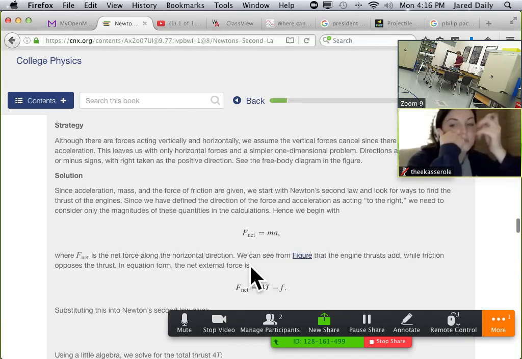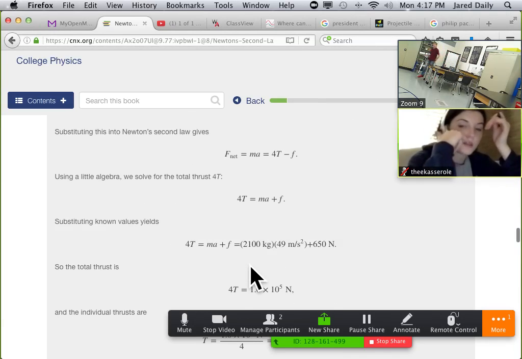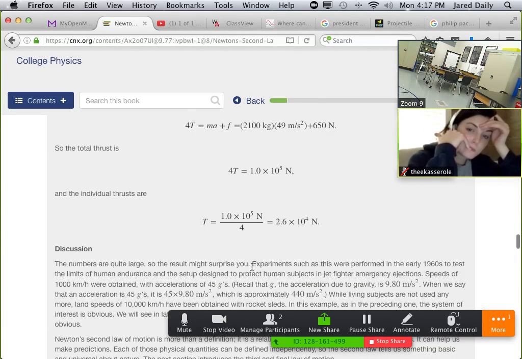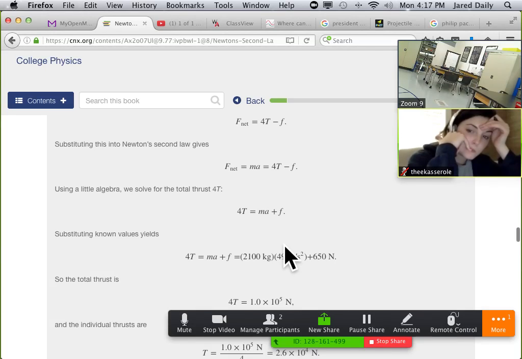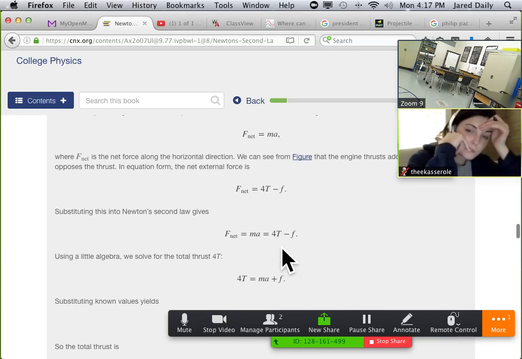So, in this case, what do they want us to find? They want us to find the thrust force. Okay, so the net force is equal to mass times acceleration in Newton's second law, but also the net force is going to be equal to the sum of all the forces. In this case, we have a sum of 4 forces and a subtractive force in the friction.